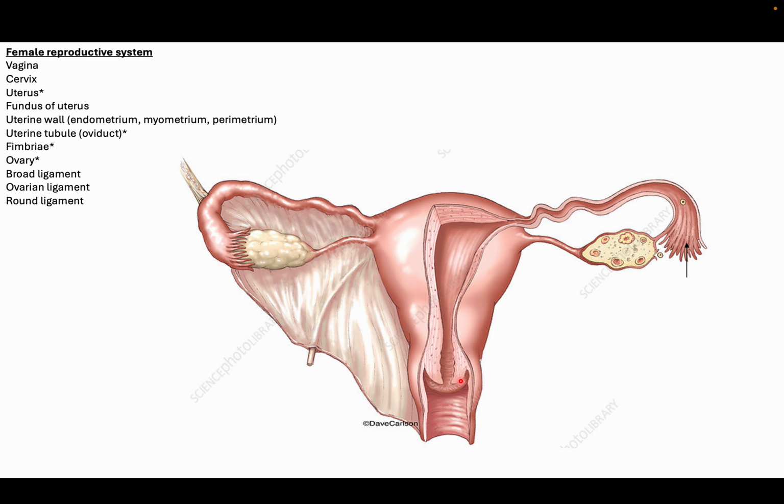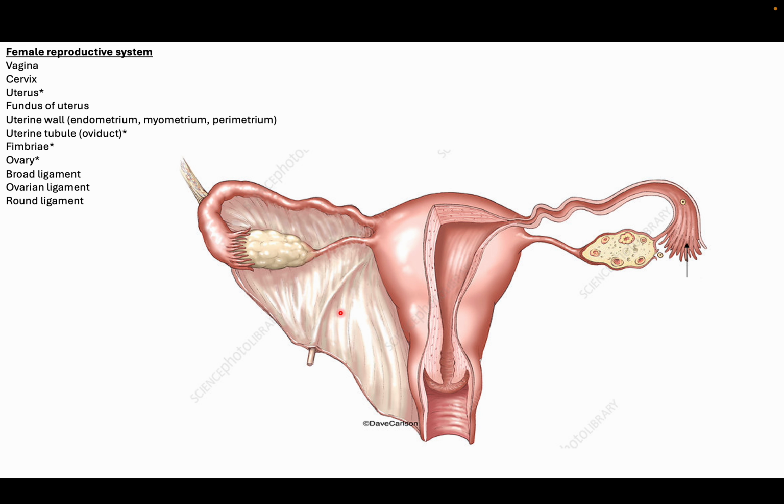Taking a closer look at the female reproductive organs, you can see that the ovary, the uterus, and the oviduct are held in place by ligaments. The biggest ligament that you see right here is the broad ligament. Then you have the ovarian ligament, and then you have the round ligament here. So the ligaments help hold the female reproductive organs in place.